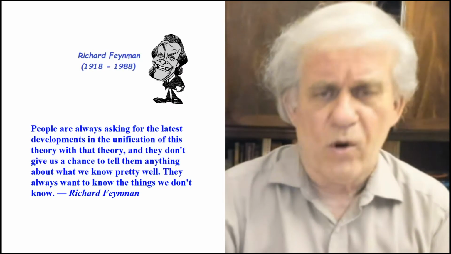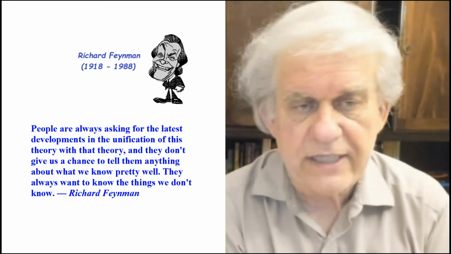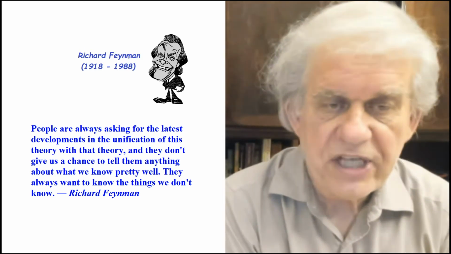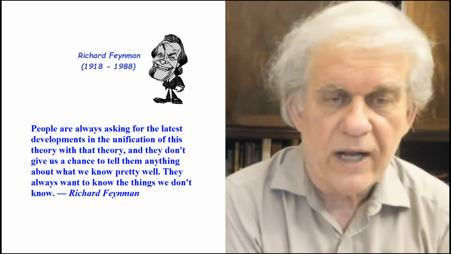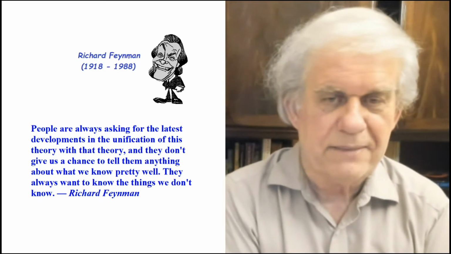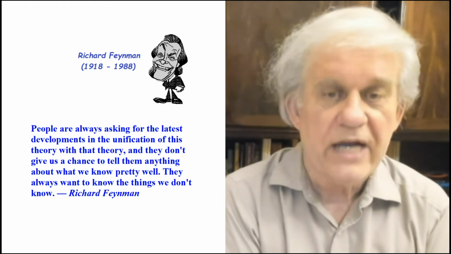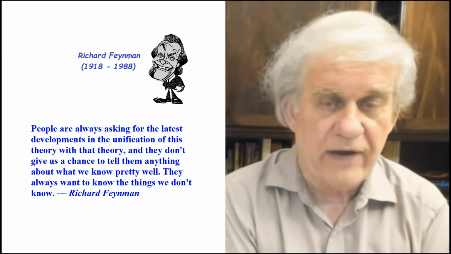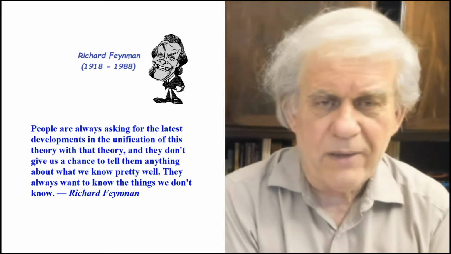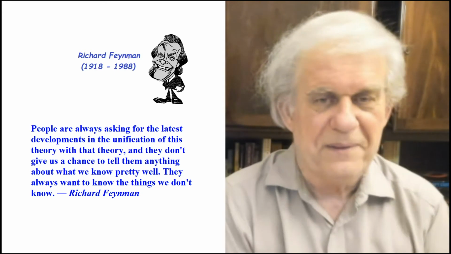And we'll let Mr. Feynman speak for himself, for all of quantum mechanics. Okay, so the first thing he warns you about, he says, people are always asking for the latest developments in the unification of this theory with that theory, and they don't give us, the mathematical physicists, a chance to tell them anything about what we know pretty well. So he wants to tell them something, but that's not what people ask. What people ask is what they ask in places like Quora. How does gravity work? How does magnetism work? That's what people want to know. That's what they want to understand. That's what they want people like Feynman to explain. And that's not what they can explain, and that's not what they tell them. They say, look, we don't want to talk about that. What do they want to talk about? They always want to know the things we don't know.